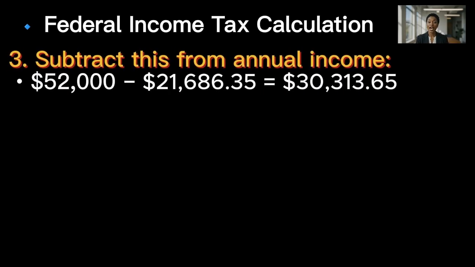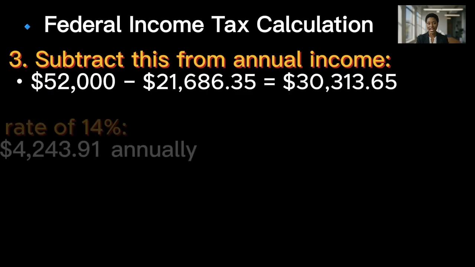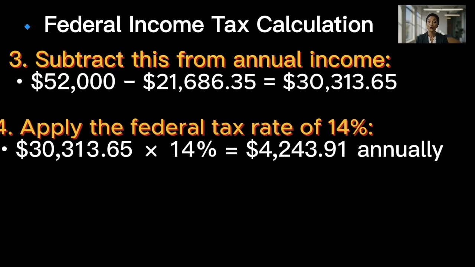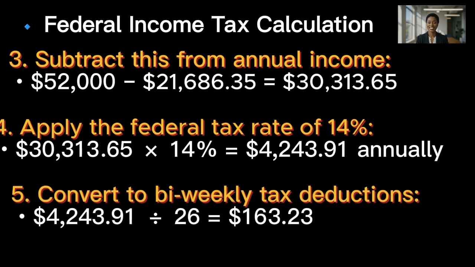When we add these together, the total non-refundable tax credits come to $21,686.35. Subtracting this from James's annual income leaves $30,313.65 of taxable income. We then apply the 14% federal tax rate, which results in $4,243.91 in annual federal tax. Finally, we divide this amount by 26 to convert it back to a biweekly deduction, giving us $163.23 of federal income tax per pay period.